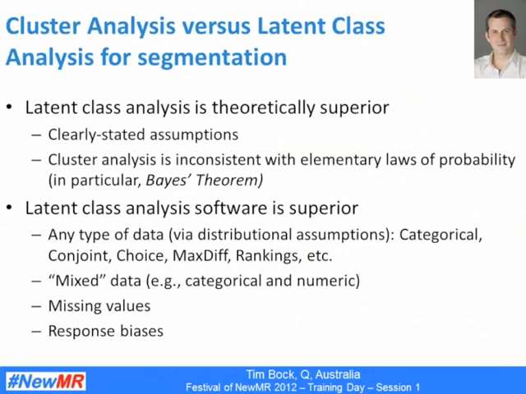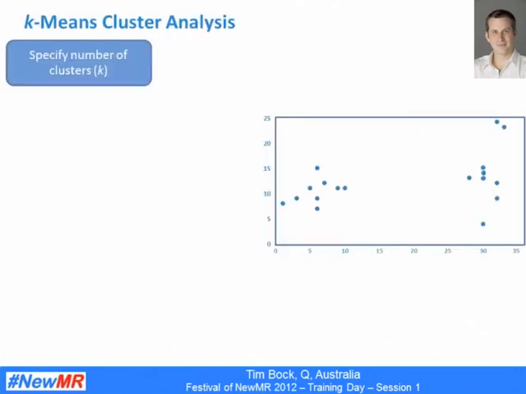This is because latent class analysis is theoretically superior. It has clearly stated assumptions, whereas cluster analysis contradicts some elementary laws of probability, in particular something called Bayes' theorem. And more pragmatically, latent class analysis software is superior in that it's been designed so it can deal with lots of different types of data, be it categorical, conjoint, max-diff, and so on. You can simultaneously form segments with both categorical and numeric or any other types of data, which is referred to as mixed data. It can automatically deal with missing values, and if you're clever, you can get it to remove response biases from the data.